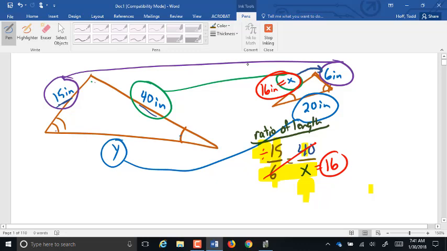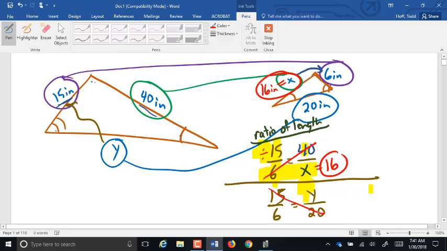Perfect. How do we find y? Okay, we start out with that same ratio of lengths. Y is going to go on top because it's from the same figure as the 15. What goes below the y? The corresponding side is the 20. So we shall cross multiply and divide. 15 times 20 divided by 6 is, what is that, 50? So 50 inches.